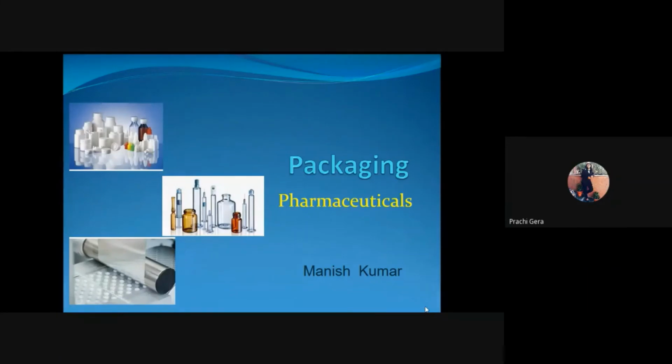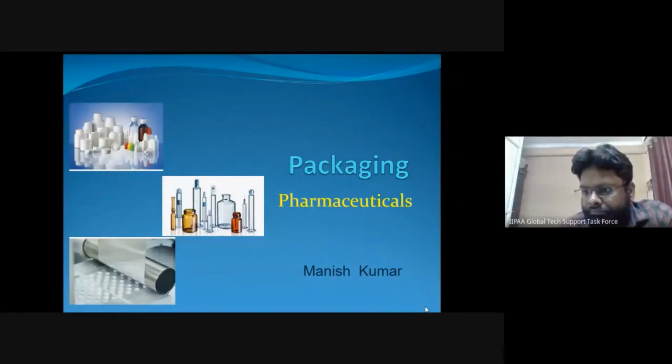All right. The next question was: on what basis do we decide whether to go for a strip pack or a blister pack? And if we go for a strip or blister pack, how do we decide the number of tablets or capsules to be added to it?